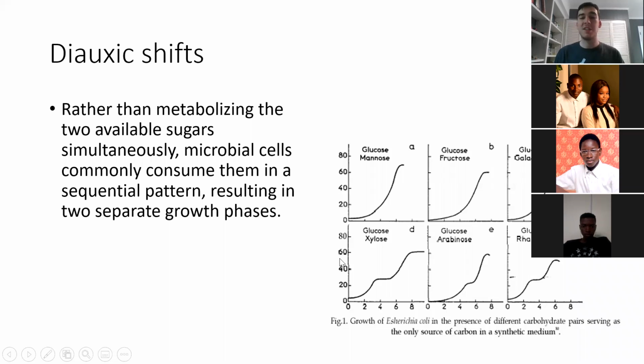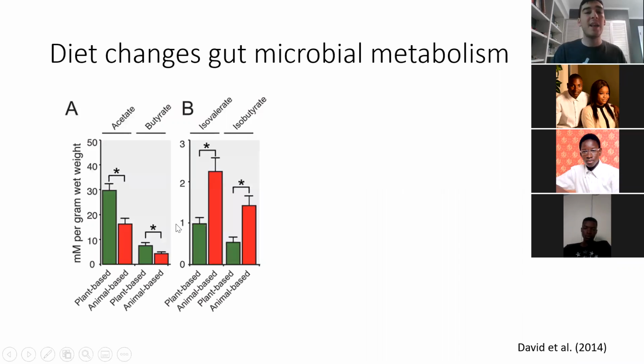So this is just something to understand about microbial ecology, is that they will consume different carbon sources in a sequential pattern, and that can result in separate growth phases, and that is based on the underlying molecular circuitry and the need to turn on machinery to degrade a new compound.